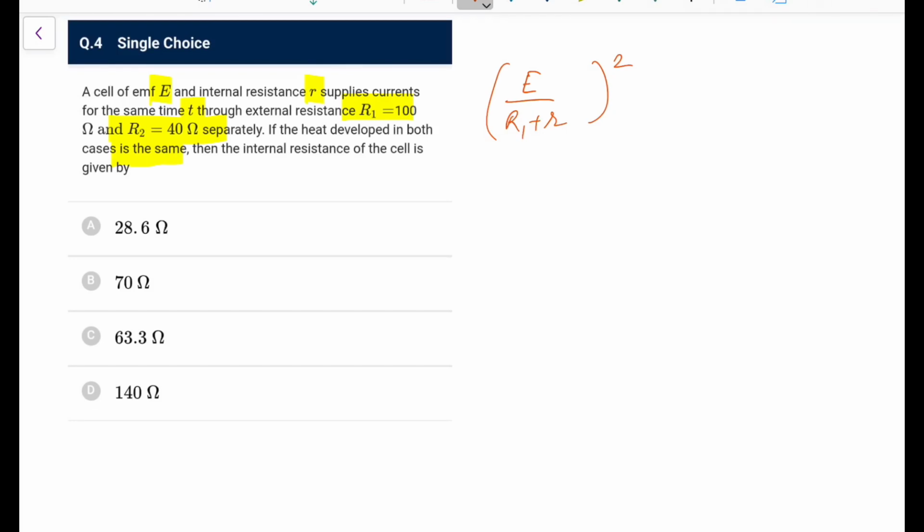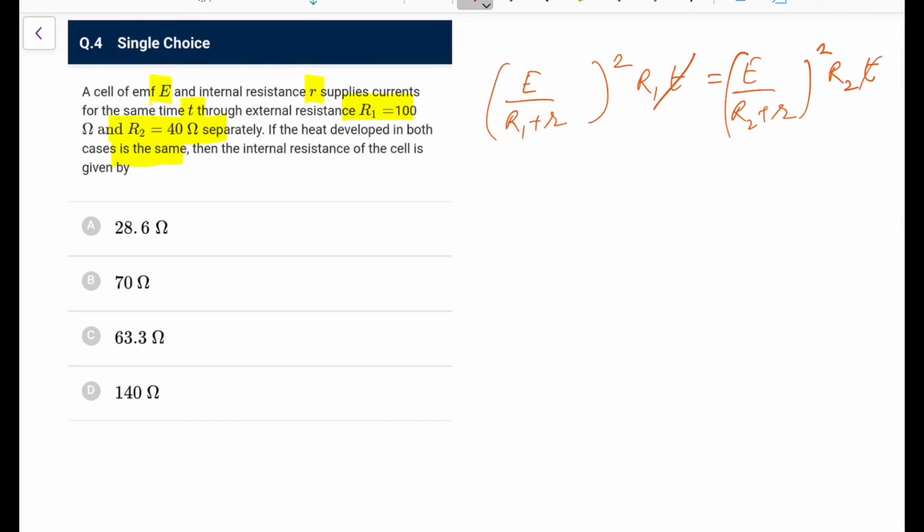Now the heat developed can have two meanings: it could be the net heat developed, or the heat developed in the resistor. I'm assuming it is talking of the external resistor, so that is R1 power into time, and that equals, in the second case, similarly, E upon R2 plus r whole square into R2 into T. Otherwise, if we take the total heat, R1 plus r and R2 plus r will cancel and we'll get R1 equals R2, which is not possible. So I'm taking this case only.